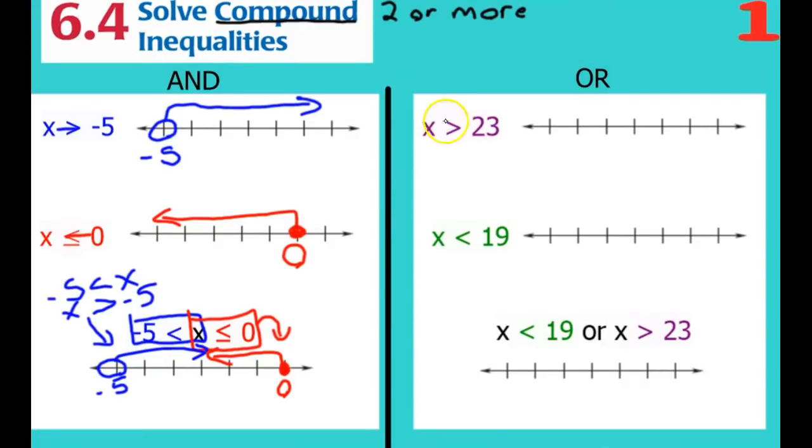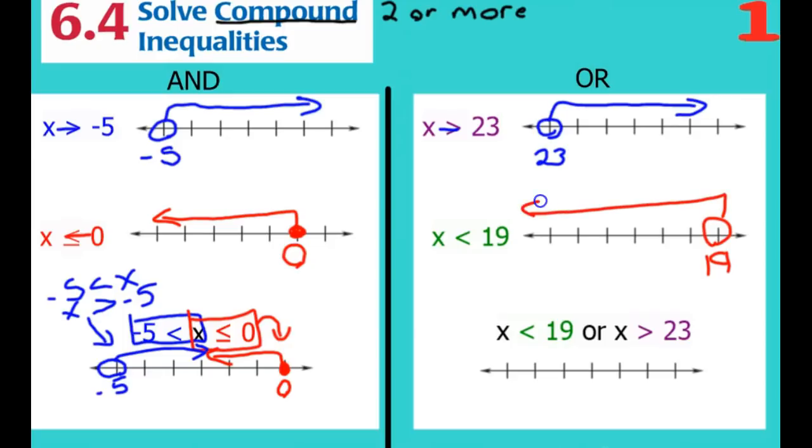On our next problem, we have x is greater than 23. So this is going to be an open circle pointing to the right. And this is going to be an open circle. x is less than 19 is an open circle pointing to the left.